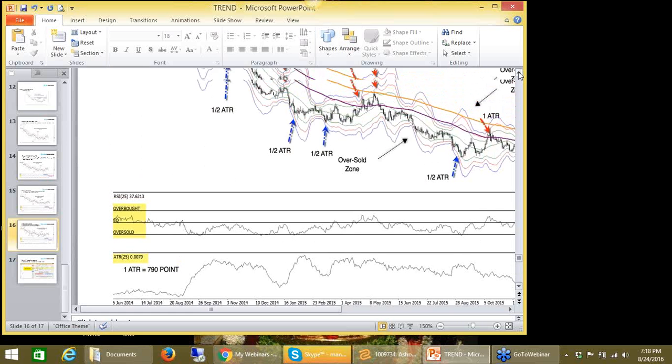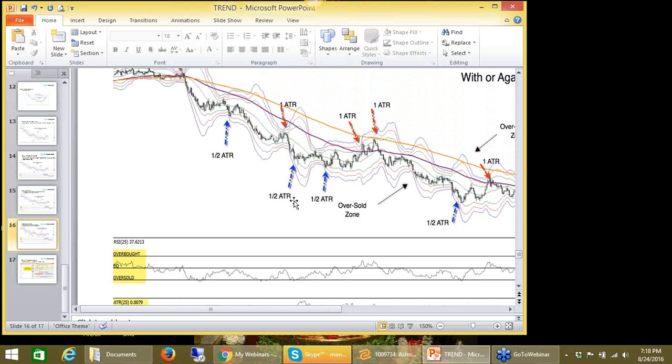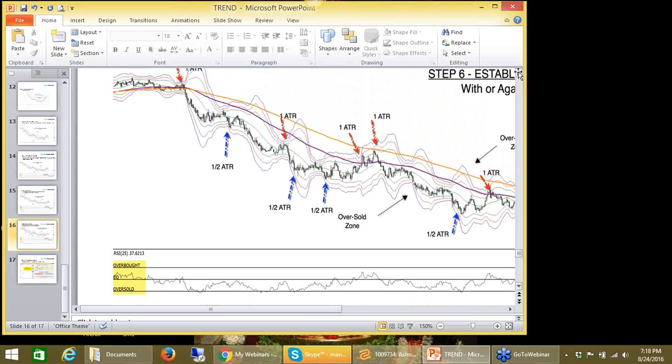So once you see here, this one we are taking a sell trade. Taking a sell trade means you want to take 1 ATR. This one is an overbought position. In overbought positions we enter here, and we want to take 1 ATR.